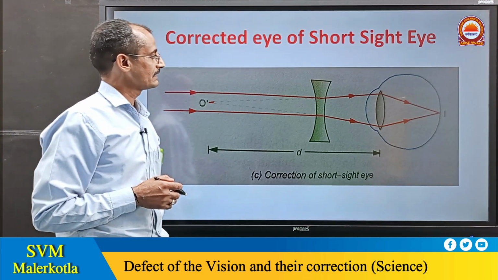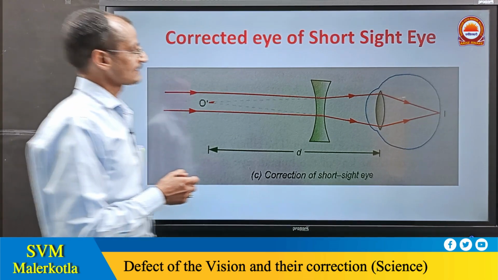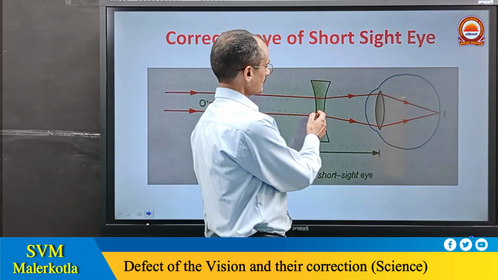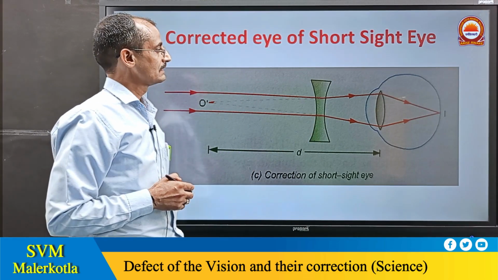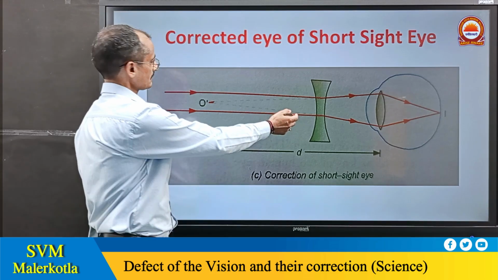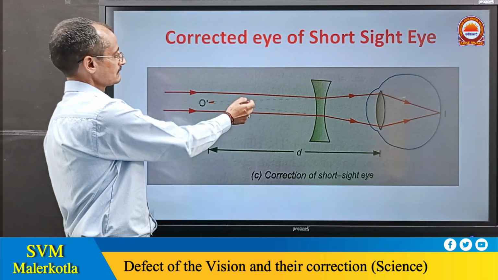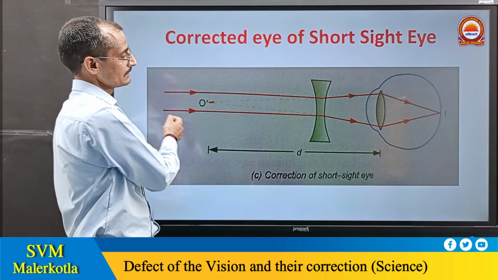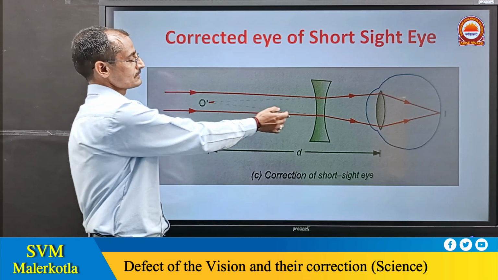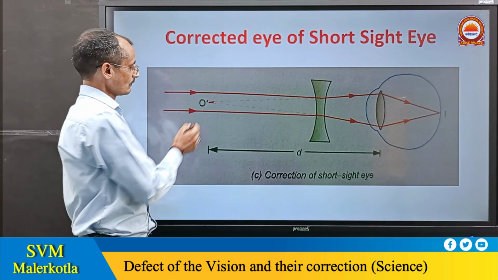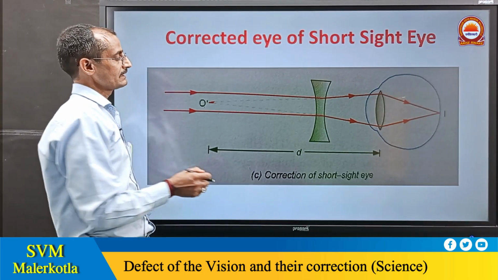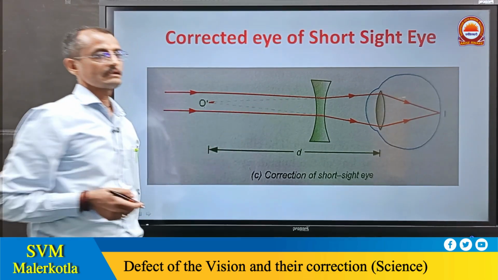Now how is it corrected? We can correct this defect by using a concave lens of suitable focal length, and we can see that here the far point is at infinity. When the lens is not there, this far point is at this point O, but we have corrected it by using this concave lens.